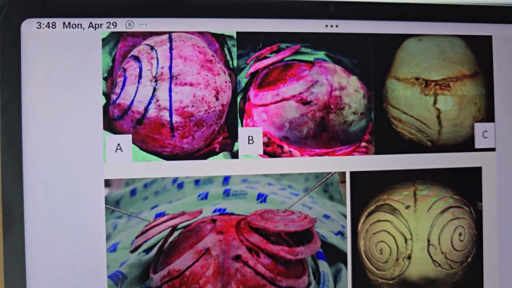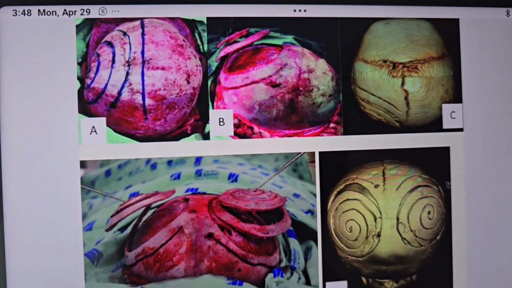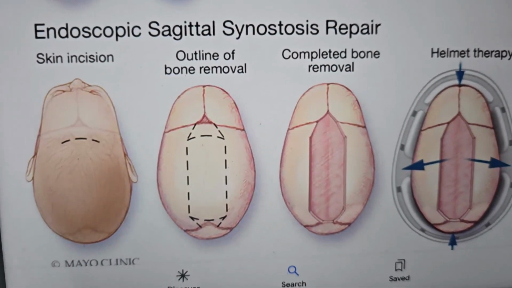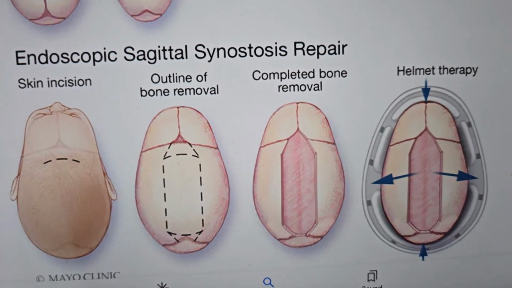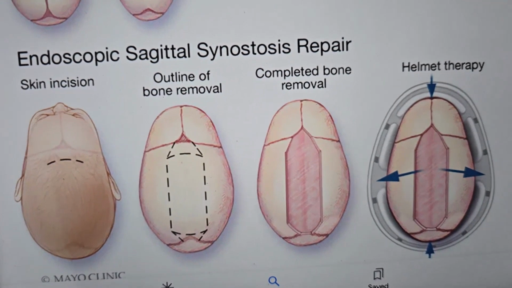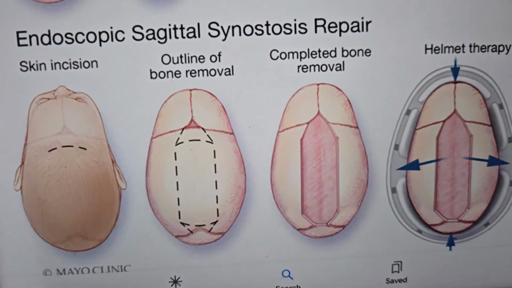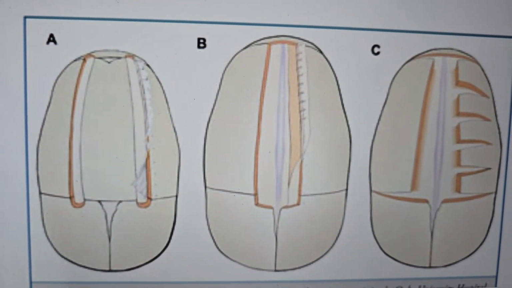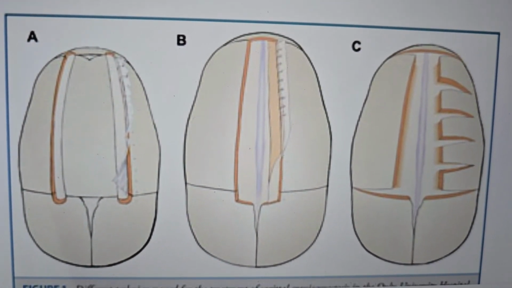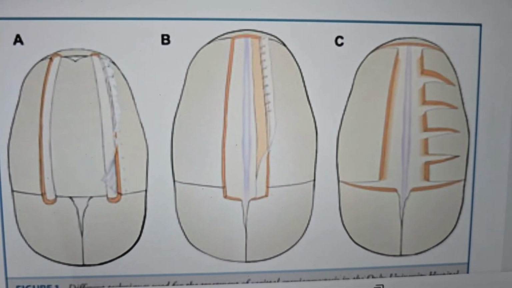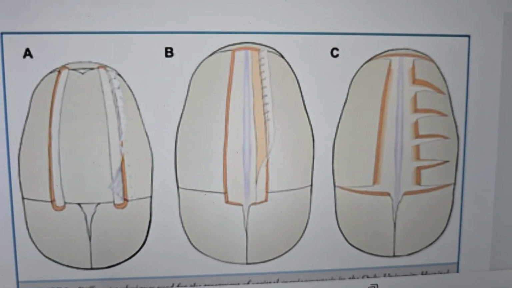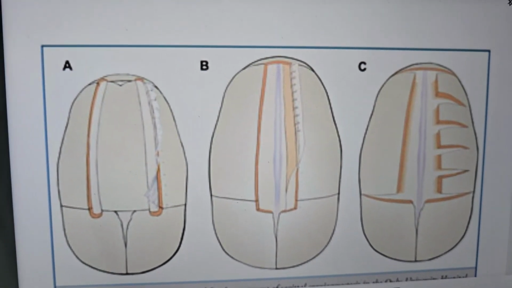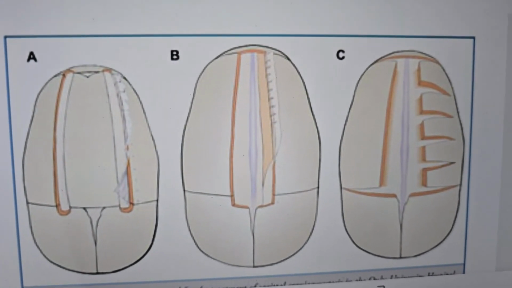This is also a technique, in endoscopic sagittal synostosis repair. You can see how the bone has been removed, how much bone has been removed. This technique is also applied, and a lot of people are applying it. I am trying to use pictures that are not with real blood, because according to YouTube policy we have to take care of that.